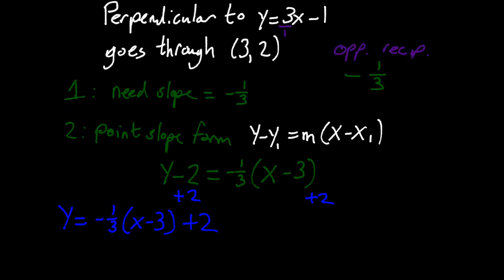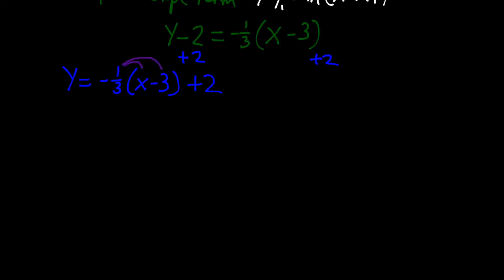And then I'm going to have to distribute the negative 1/3 inside. So that is going to give me y equals negative 1/3 x plus 1, since 3 times a third is just 1, and negative times a negative is a positive. And then we can't forget the plus 2 on the outside. So in the end, we get y equals negative 1/3 x plus 3.